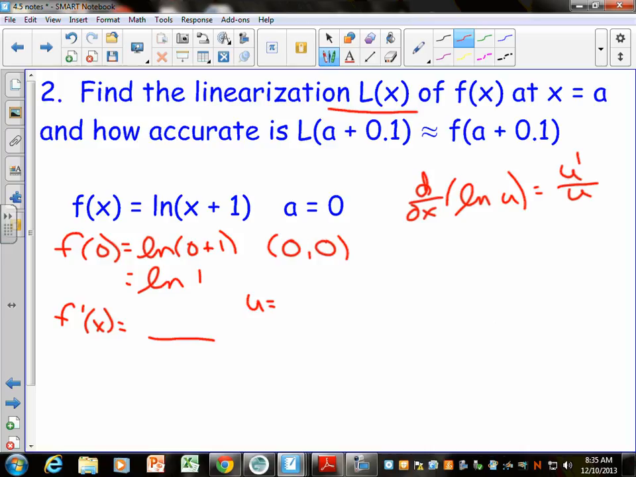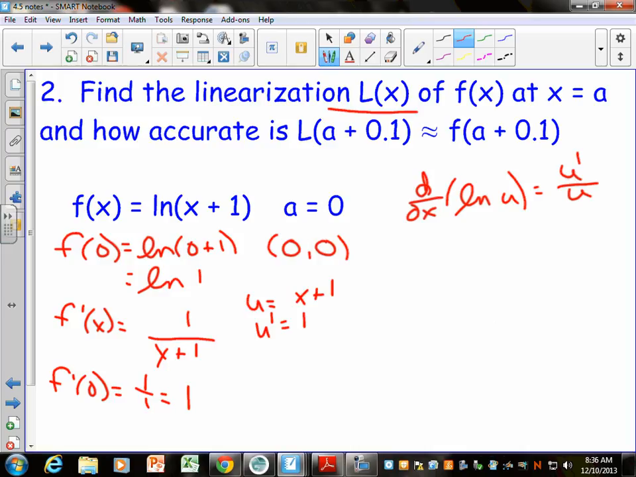What is u in this problem? U is x plus 1, so u prime is just 1. So the derivative is just u prime over u. That's not so bad, right? So when you plug 0 in there, what's your slope? It's just 1 over 1, or 1.